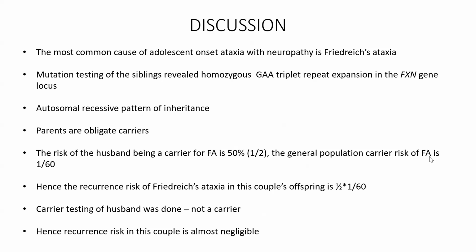So the risk of the husband being a carrier for Friedreich's ataxia is 50%, that is 1/2. And the general population carrier risk of Friedreich's ataxia is 1/60. This will be the carrier risk of the wife. Hence the recurrence risk of Friedreich's ataxia in this couple would be 1/2 into 1/60.